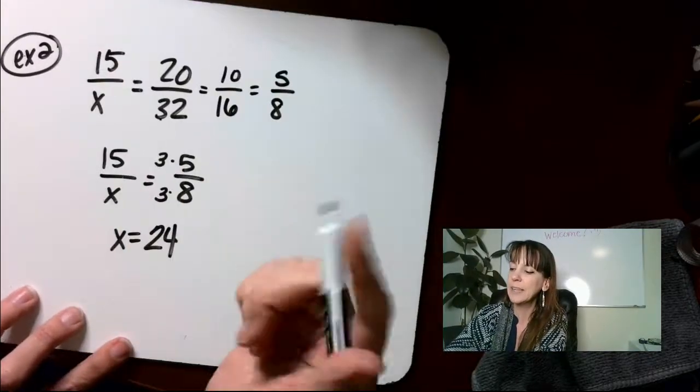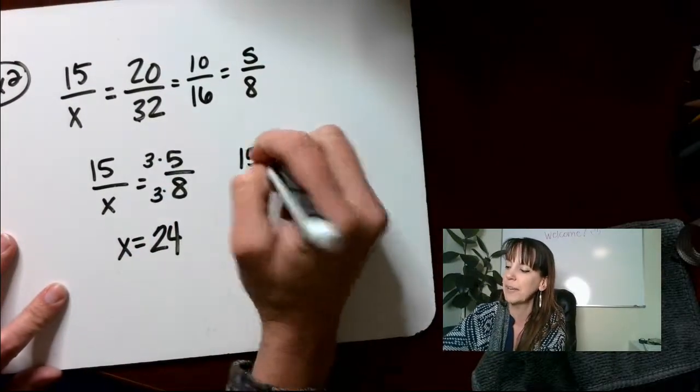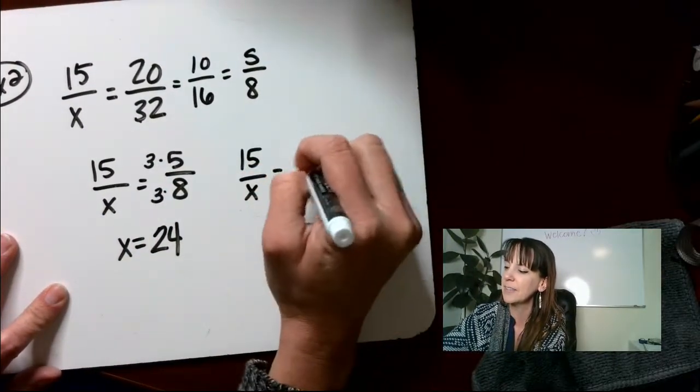24. Another way is after you've reduced, or even before, you can cross cancel or cross multiply. I've been saying cross cancel so much I'm stuck on that.